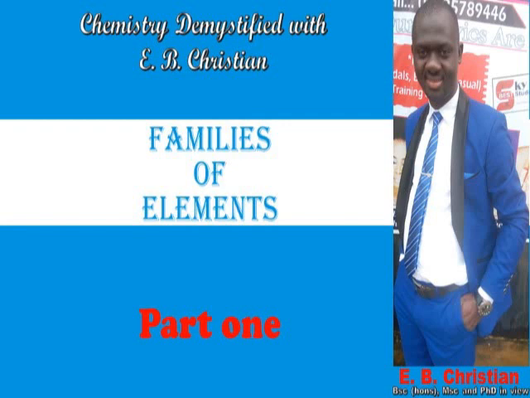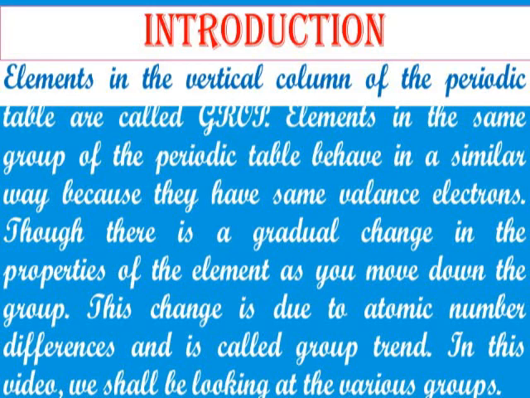In our last class, we looked at some aspects of the periodic table. Today we're going to look at families of elements, and this is part one of two parts. There are four groups, so I have to divide them into two parts. So in this video we are looking at the first part. Let's look at the introduction.